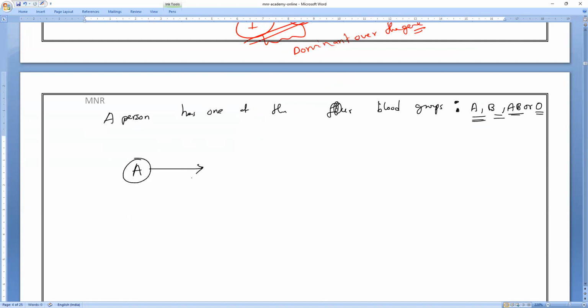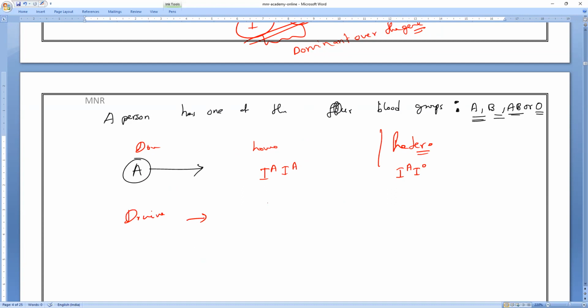Suppose I'm having A. There are two possibilities of genotypes for blood group A. It may be homozygous because dominant, or heterozygous. Homozygous means I power A, I power A. Heterozygous means I power A, I power O. Clear? Next, dominant B.